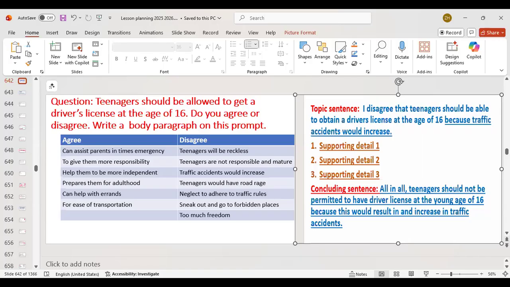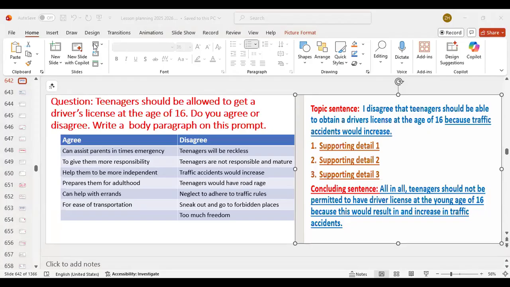Where's Leslie? Okay, so let me go ahead and read it. I disagree that teenagers should be able to obtain a driver's license at the age of 16 because traffic accidents would increase. First, allowing younger drivers on the road would lead to a rise in accidents. Second, their inexperience can result in reckless behavior. Third, the increase in traffic accidents would be inevitable. All in all, teenagers should be permitted to have a driver's license because of an increase in accidents.